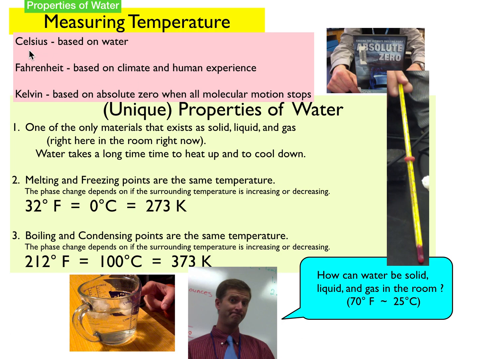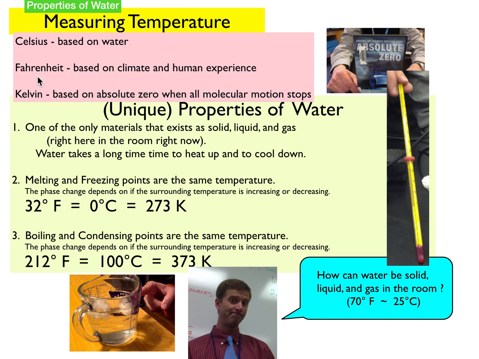Now, the Celsius temperature scale is based on water. 0 is the freezing point, and 100 is the boiling point. 0 is also considered the melting point, and 100 would also be the condensing point, and that is in Celsius.